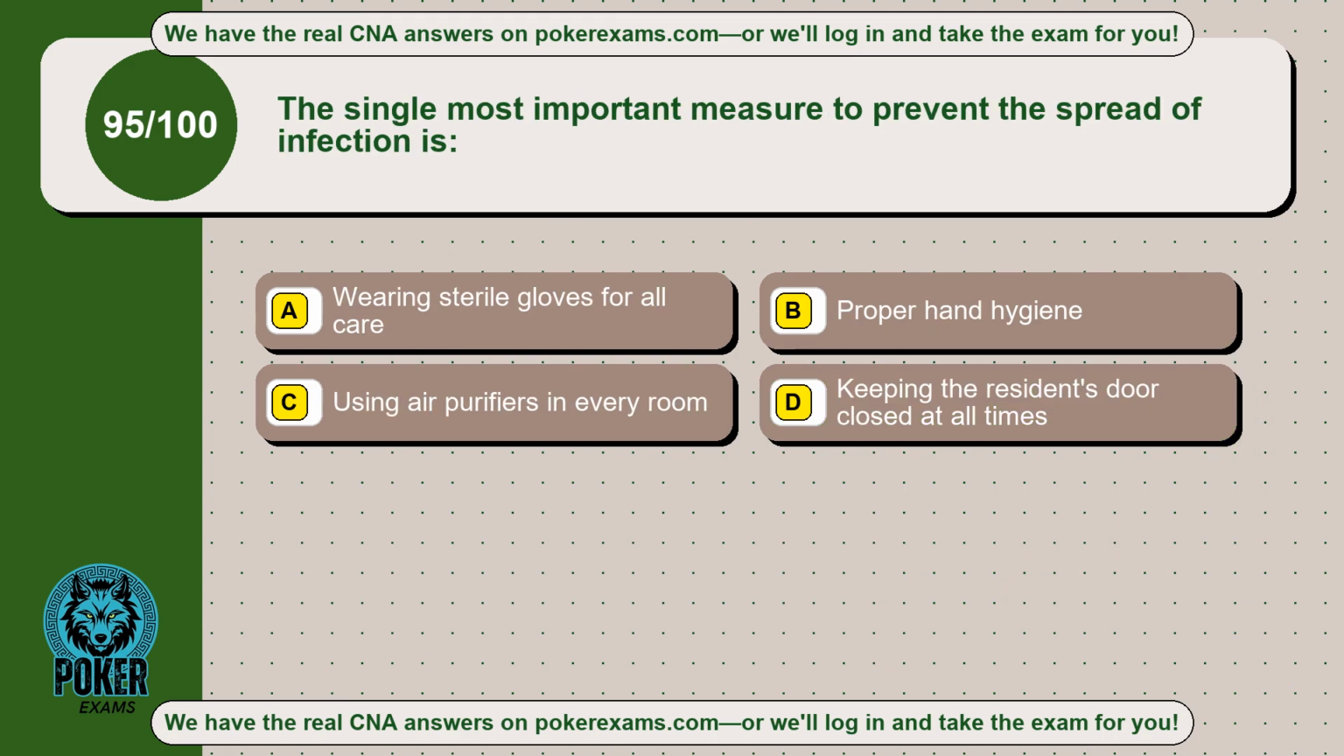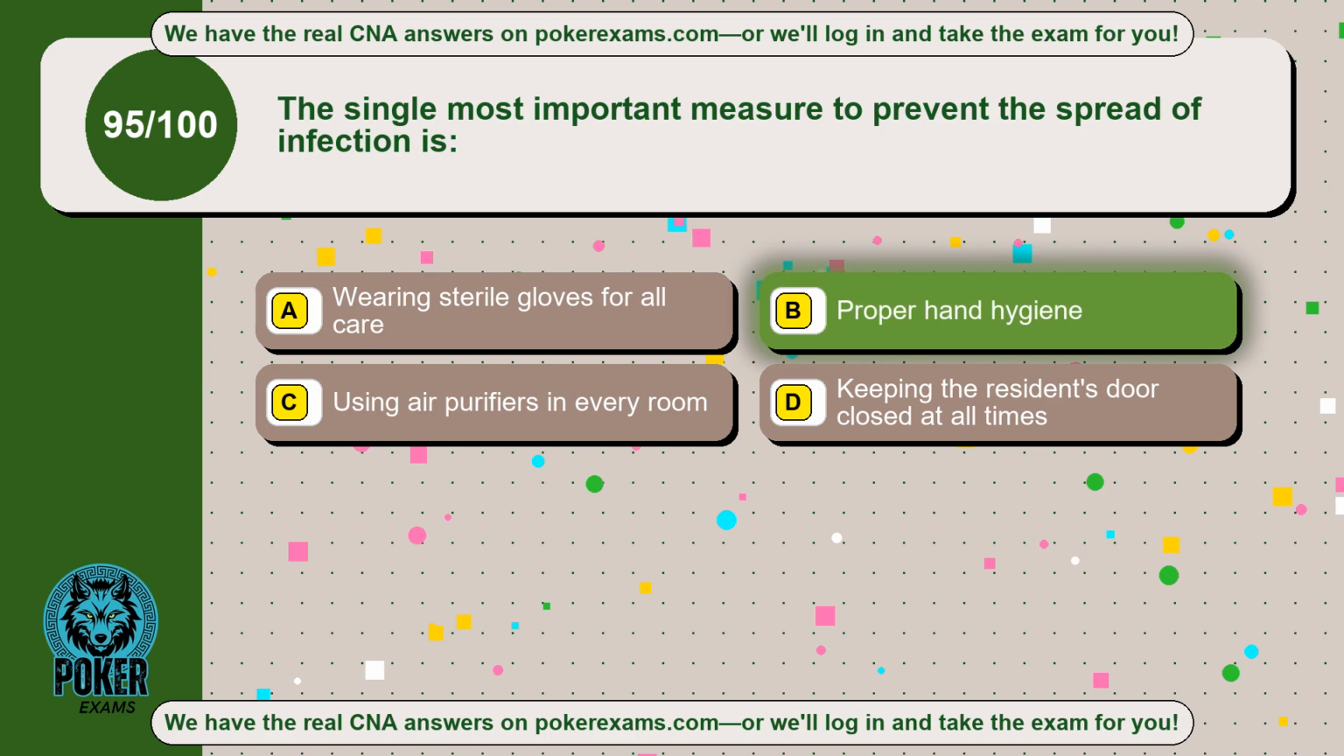Question 95. The single most important measure to prevent the spread of infection is. Option A. Wearing sterile gloves for all care. Option B. Proper hand hygiene. Option C. Using air purifiers in every room. Option D. Keeping the resident's door closed at all times.